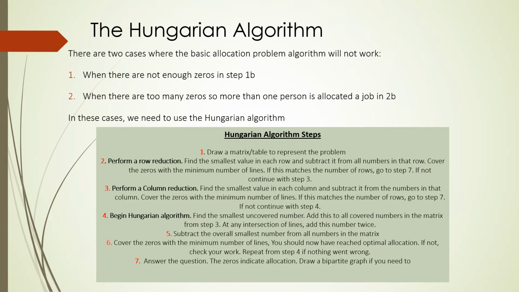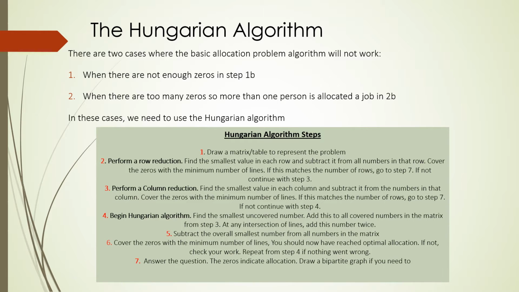All right, so yesterday when we looked at the basic allocation problem, what we needed was, when we drew our horizontal and vertical lines in our matrices or in our tables, the number of lines to be equal to the number of tasks that were allocated in that problem, the minimum number of lines that we could possibly draw. So sometimes when there are not enough zeros or there are too many zeros, this is when we need to apply the Hungarian algorithm. So there's a bit more of a step-by-step process here.